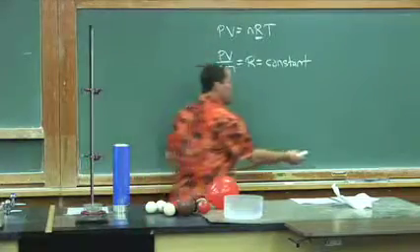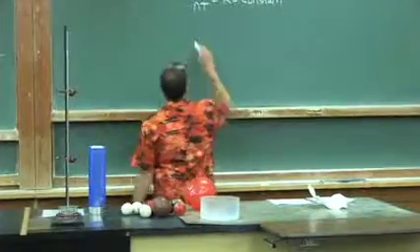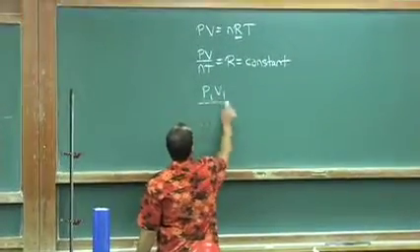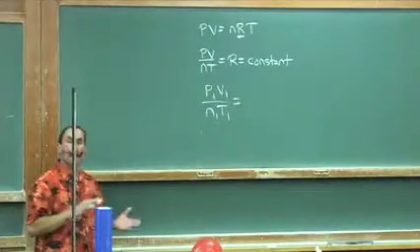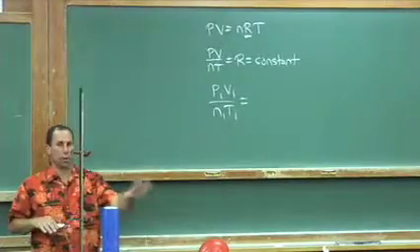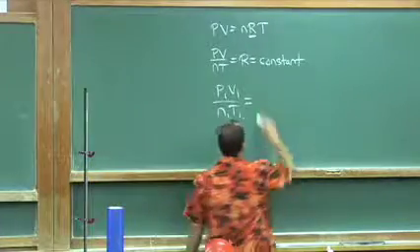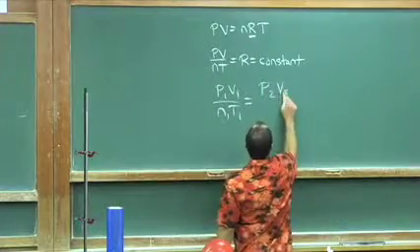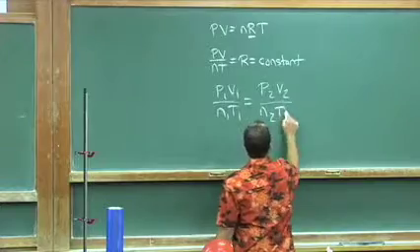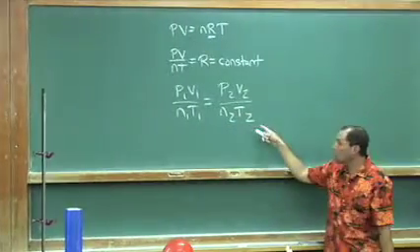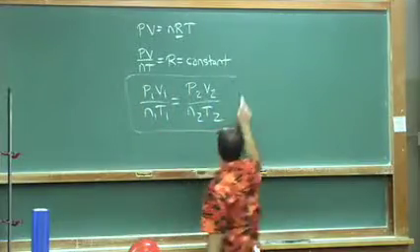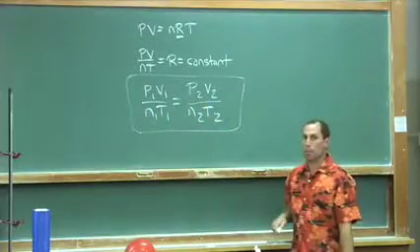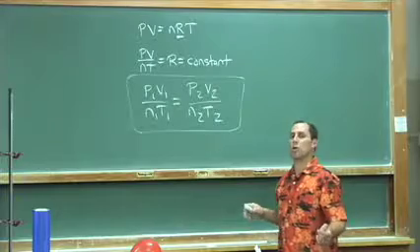Having put this together, I can put together a before and after case. P1 V1 over N1 T1, and the little ones are saying case number 1, like before the balloon goes in, is equal to P2 V2 over N2 T2. Case number 2, after you cool down the balloon. Let me put a rectangle around this expression. It's this fabulous little expression that allows us to do what we call special cases.